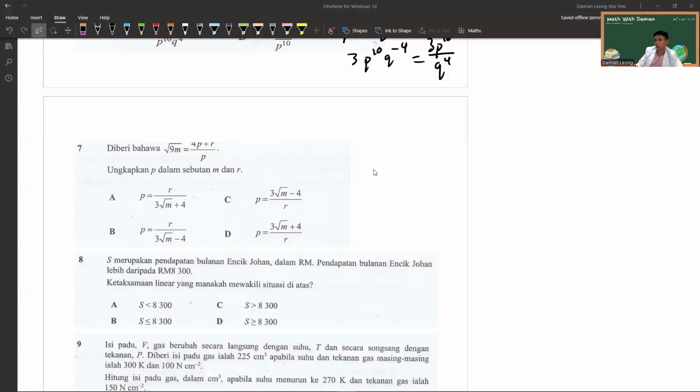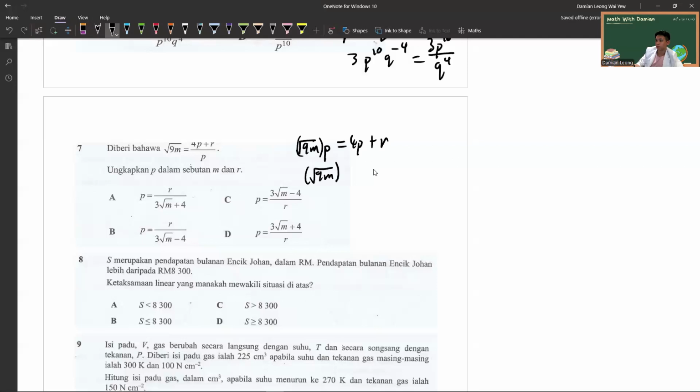So I'm given this equation, square root of 9m equals 4p plus r over p. Express p in terms of m and r. I need p in terms of m and r. I have p in the bottom of the fraction, so I need to bring it up first. So we have square root of 9m times p equals 4p plus r. Put the terms with the subject together.